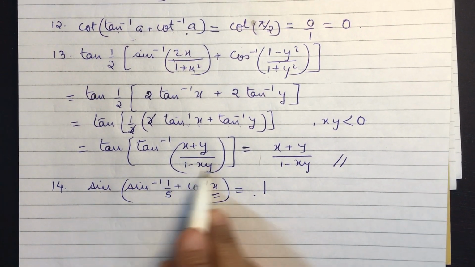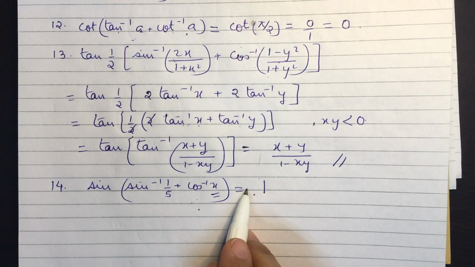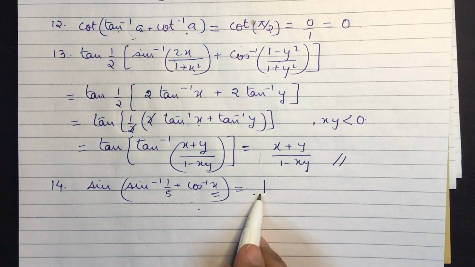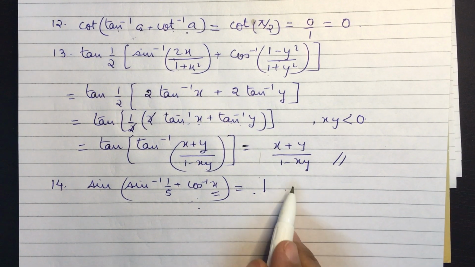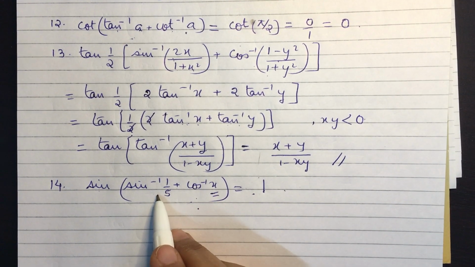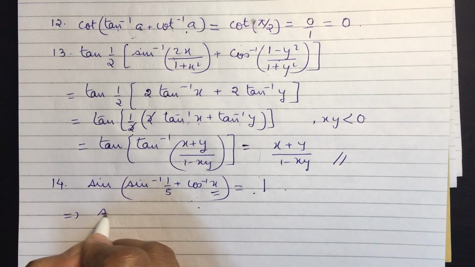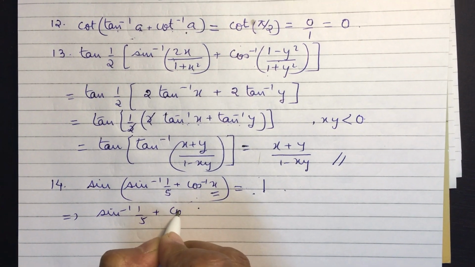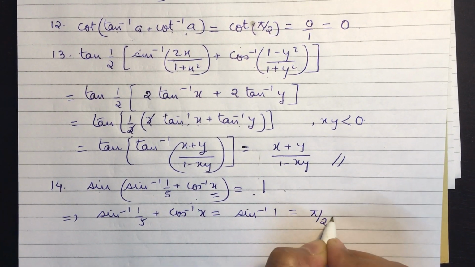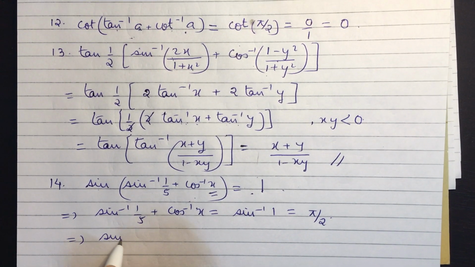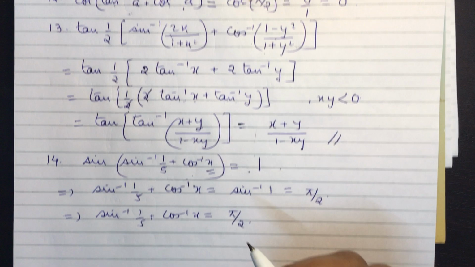So if you take this sine to the other side, you get this is equal to sine inverse 1. Or else what we can do is write this 1 as sine of pi by 2 and then compare the arguments. Either way we get this value is equal to pi by 2. So what do we get? Sine inverse 1 by 5 plus cos inverse x is equal to sine inverse 1, which is pi by 2. That is, we get sine inverse 1 by 5 plus cos inverse x is pi by 2.